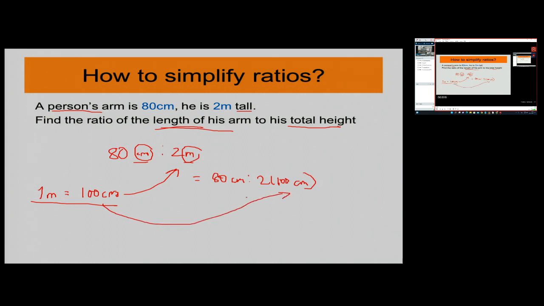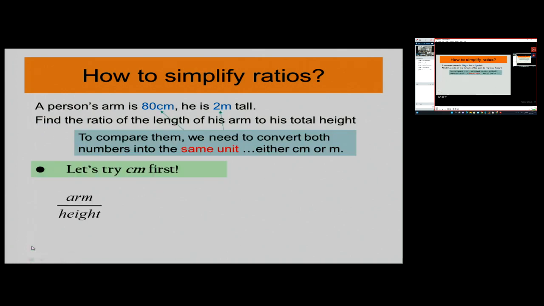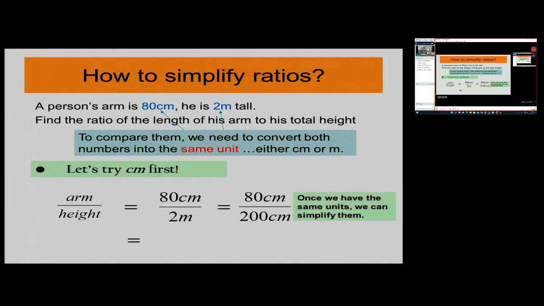Understand? So again, now they have the same unit. So it will be 80 centimeters to 200 centimeters. And now, since we're dealing with the ratio, we don't need the units. Remember, since they are both centimeters, you're just going to remove them. Now, what is the simplest form of 80 over 200?